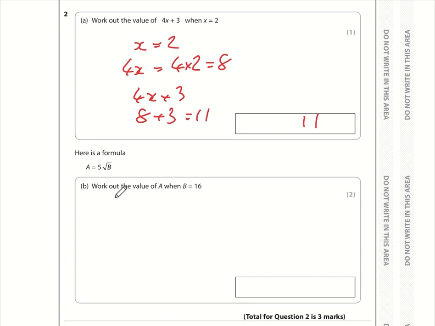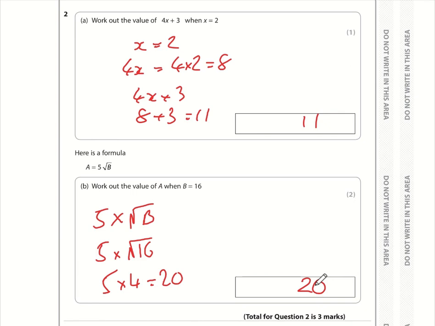Okay, here is a formula. A is 5 root b. That means 5 lots of the square root of b. So that is going to be 5 times the square root of 16. The square root of 16 is 4, and 5 times 4 is 20. So the answer here is 20.